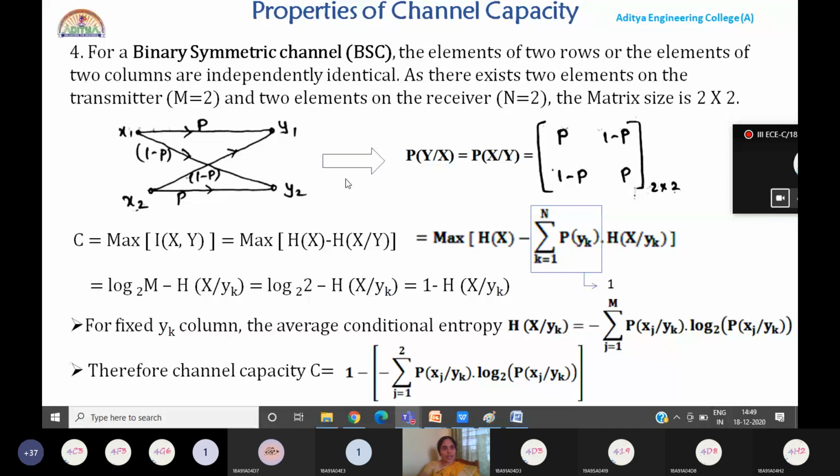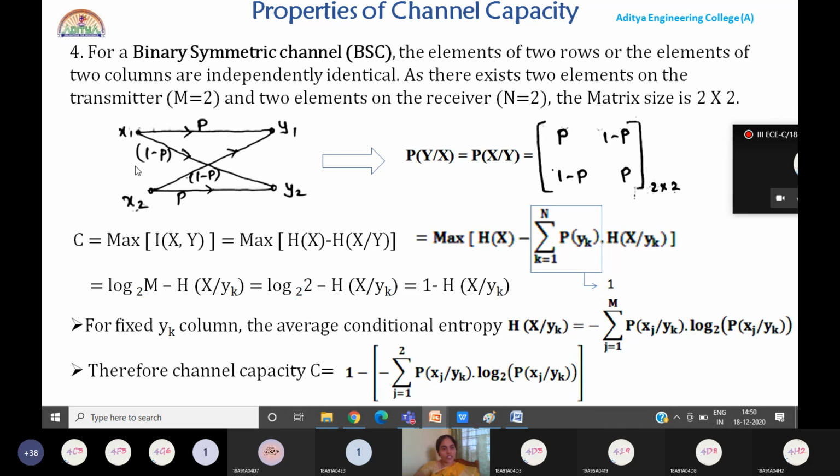Now please carefully observe the matrix. Here what is the probability of X1 to move towards Y1? P. What is the probability of X1 to move towards Y2? 1 minus P. For example, if P is 0.8, what is X1 Y2 probability? 1 minus 0.8, it will be 0.2. Similarly, what is the probability of X2 moving towards Y1? 1 minus P. What is the probability of X2 moving Y2? It is P. So, probability of X1 reaching Y1 is P and X2 reaching Y2 is P.